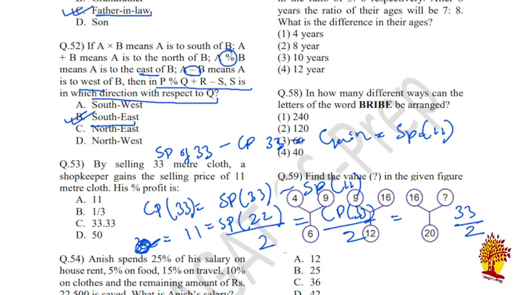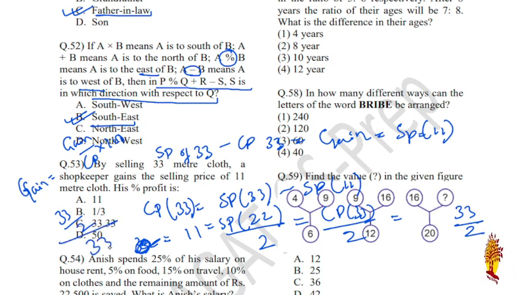If you calculate the gain percentage, it is gain divided by cost price into 100. If you calculate that, 33 divided by 2, whole divided by 33 cost price, into 100, you will get the answer as 50%. 50% is the right answer. So here, option D, 50, is the right answer.